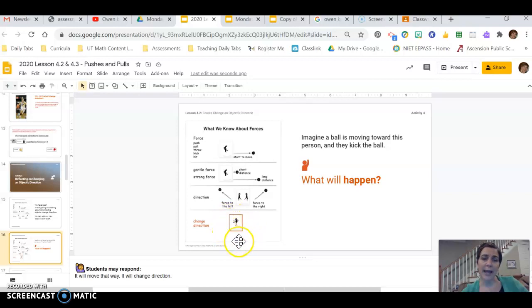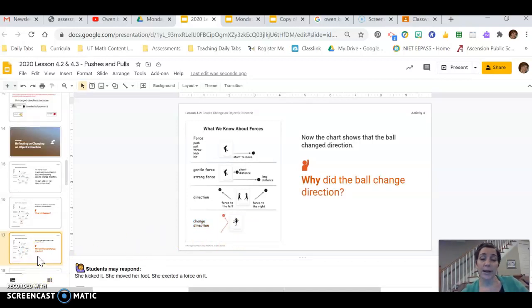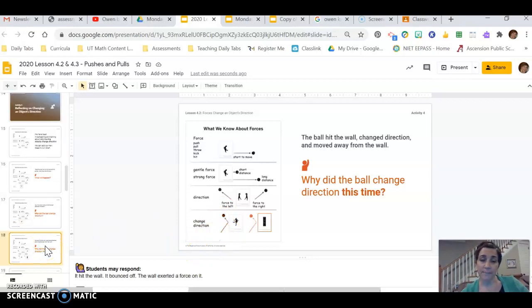So here we're going to add this girl. It looks like a girl. She is kicking it. So she is making an object change direction because she kicked it. Look at this orange ball. It goes wing. It is changing direction. But look right here. This ball hit a wall. So when it hits a wall, it can still change directions, right?